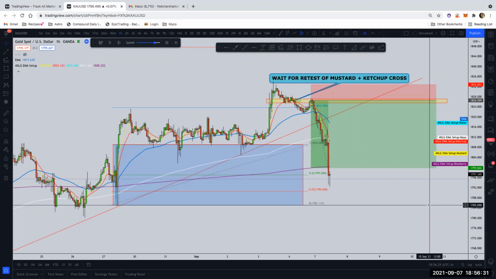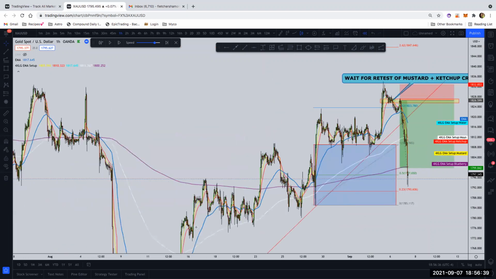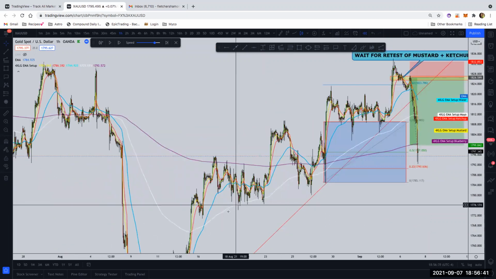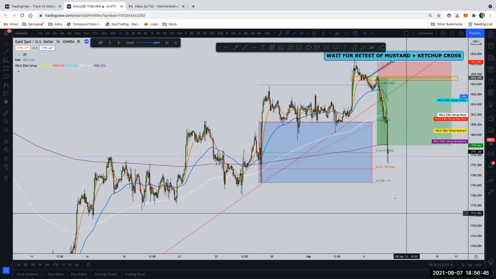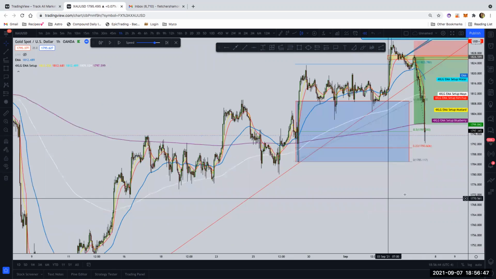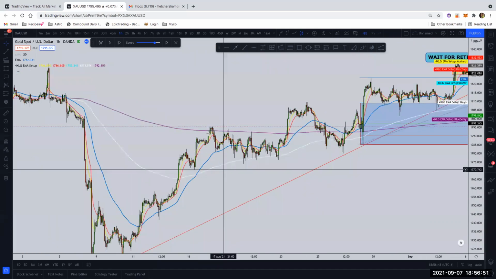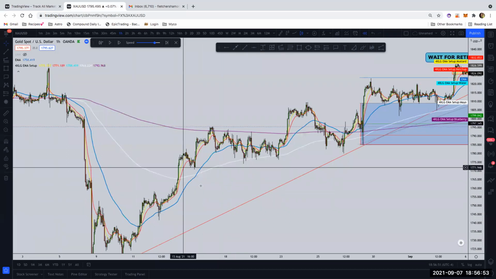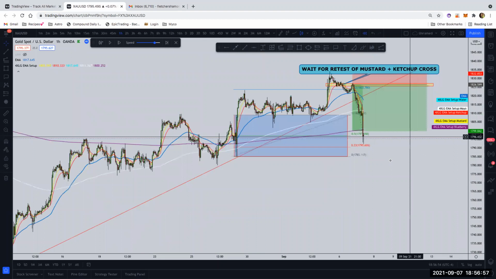Can I explain the significance of the golden and death cross? I mean, it just is what it is. When you see the golden cross happen, you buy. You can wait for price to retest one of the moving averages. It's just a trend change. You know what I'm saying? Price was once bearish, price crossed, price goes bullish. Don't overthink what the crosses are.